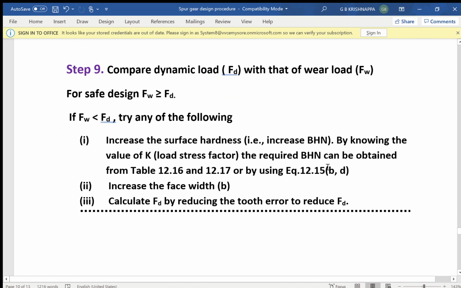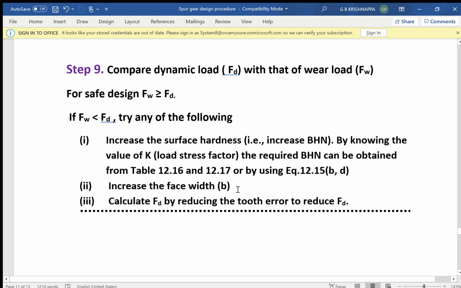Now step 9: compare dynamic load FD with the wear load FW. As we mentioned already, for safe design, the wear load FW must be greater than or equal to FD. If FW is less than FD, try any of the following: increase the surface hardness, that is, increase BHN. By knowing the value of K, the load stress factor, the required BHN can be obtained from table 12.16 and table 12.17, or by using equation 12.15, which I have already mentioned.